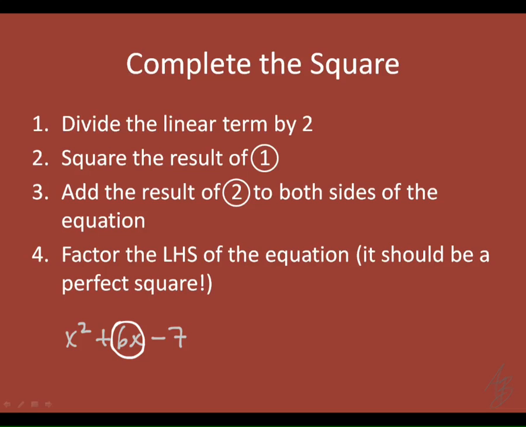Step 1 should probably say not the linear term, but the coefficient of the linear term. So I need to clarify this. I mistyped that. I don't want to divide 6x by 2, but I want to divide 6 by 2. I want to divide that coefficient of the linear term.